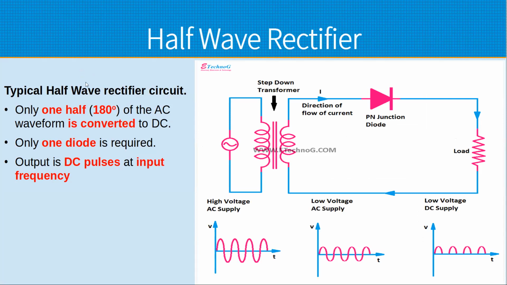Half-wave rectifiers are used in very simple power supply circuits typically. It has one diode, which we call a rectifier because that's the function it's doing. It's rectifying the AC to DC.